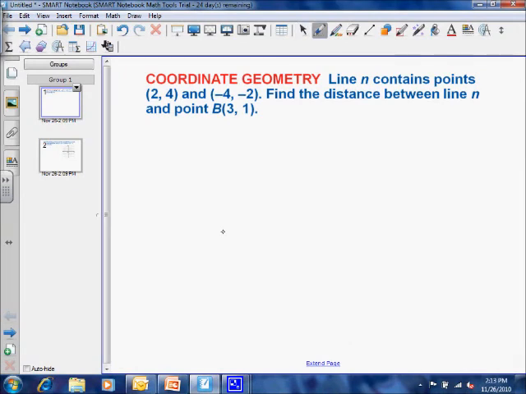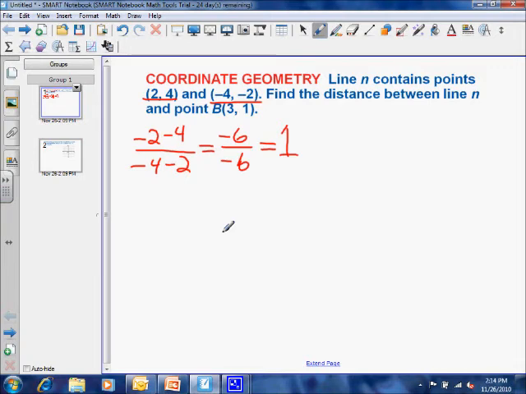Alright, let's take a look at find the distance between a point and a line. Coordinate geometry. Line N contains points 2, 4 and -4, -2. Find the distance between line N and point B, which is 3, 1. Alright, the first thing that we have to do is find the slope of line N, and we'll use points 2, 4 and -4, -2. So finding the slope there, we'll take -2 minus 4 over -4 minus 2. We'll set that equal then to what it equals, -6 over -6, which is equal to 1. So our slope is 1 for that line.